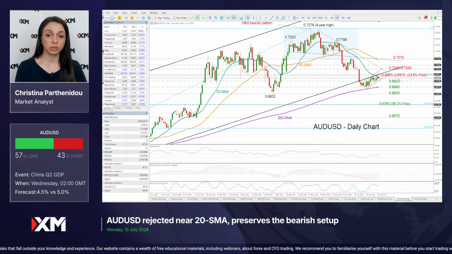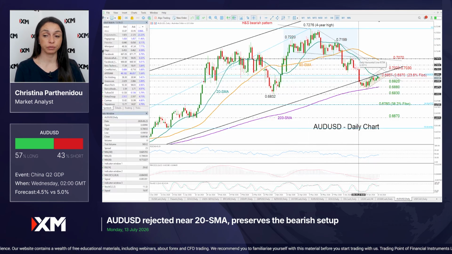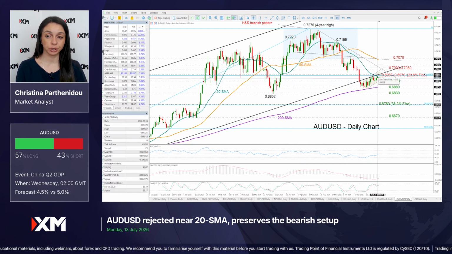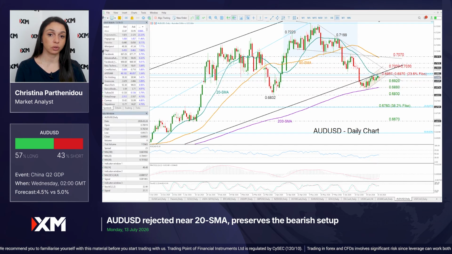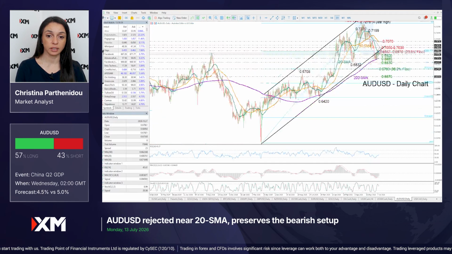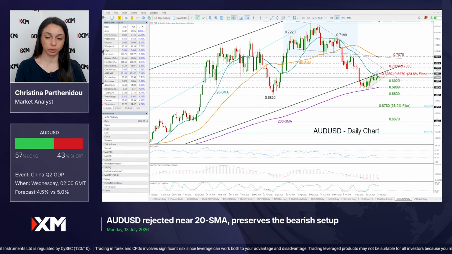It looks like a bearish head and shoulders pattern has been confirmed below 0.7070, and the rejection afterwards near the 20-day moving average, particularly last week, is also sending some negative signals, especially as this coincides with the lower band of this bullish channel, which the price seems to be struggling to overcome.